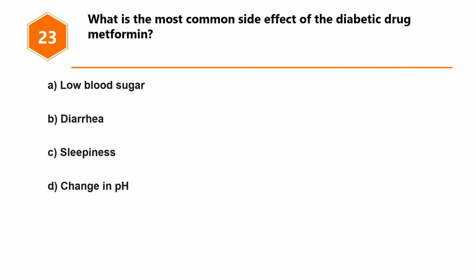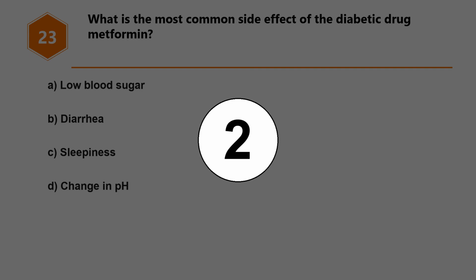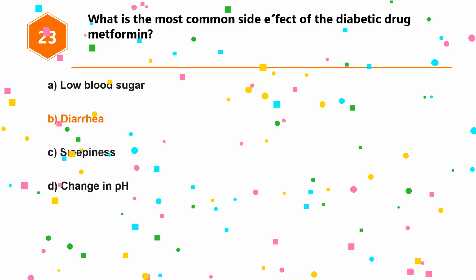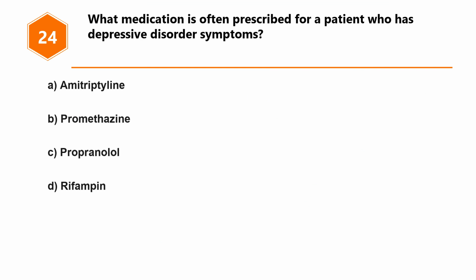Question 23. What is the most common side effect of the diabetic drug metformin? Option A. Low blood sugar. Option B. Diarrhea. Option C. Sleepiness. Option D. Change in pH. The correct answer is option B. Diarrhea.